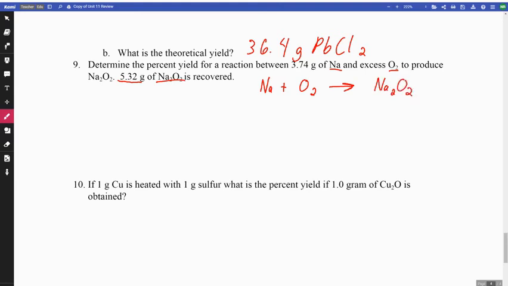Okay, now we have to balance it. O's are already balanced. Na's, we have 2 over here. We have 1 over here, so we need a 2 there. And there we go, balanced. Hooray. Next, we do our given.